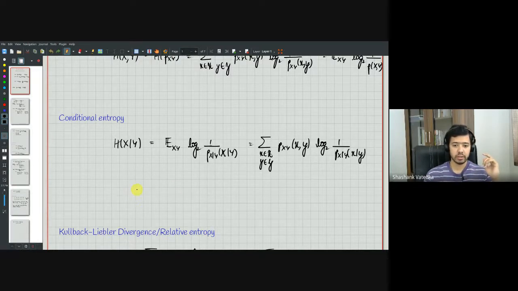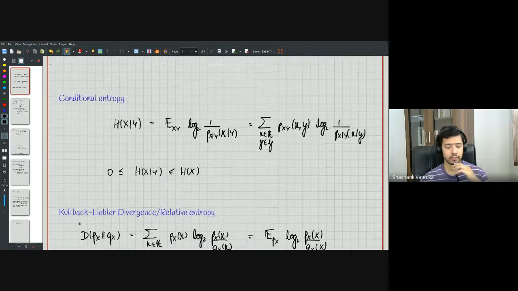But in general, h of x given y is less than or equal to h of x. So conditioning can only reduce entropy, it cannot increase entropy of x. And you have equality if and only if x and y are independent. Right? And of course, all of these quantities, the conditional entropy, the entropy, are all greater than or equal to 0. All right.